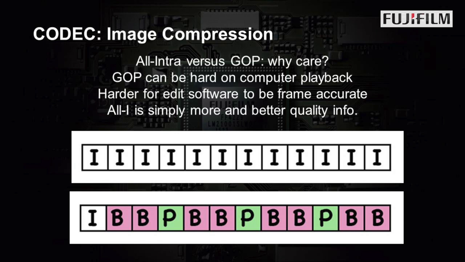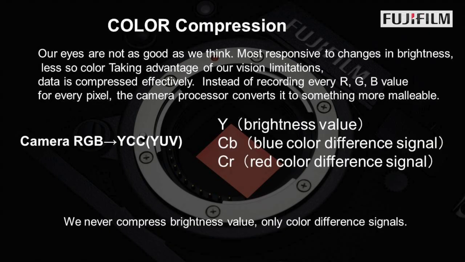The next kind of compression that you're going to encounter with video is known as color compression or color subsampling. This relies on a fact of our human vision that we are more sensitive to brightness values than we are to changes in color.